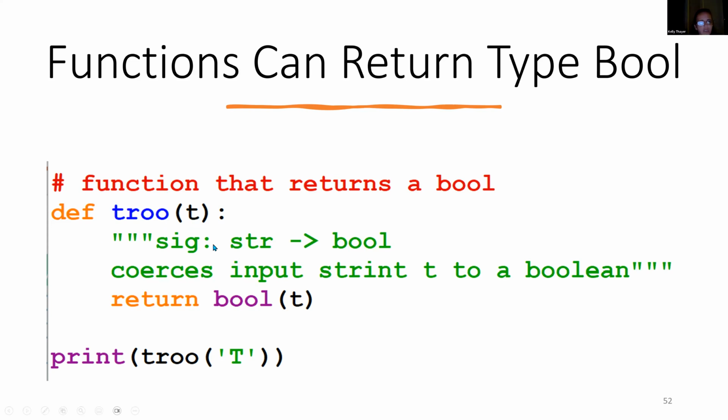And this is going to take a T. This is going to be a string for T. This is going to return type bool. It coerces the input string T to a Boolean. So this is going to return Boolean of T. This is a coercion function, the bool coercion function working on this, and we will do that for the T.